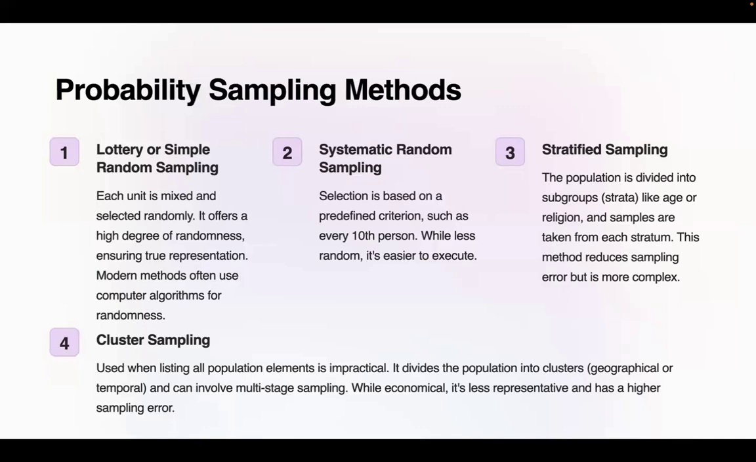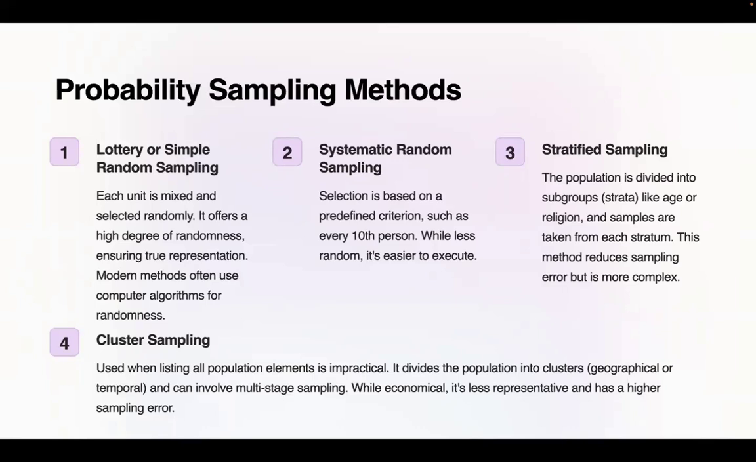The third is stratified sampling. Now the population is divided into different subgroups. It can be age, religion, caste, gender, anything. So this method reduces sampling error. Why? Because each and every group of people will have some representation, but it is complex to execute.